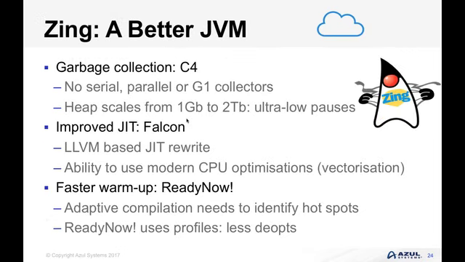If you're looking at the cloud and you want better performance, then we have Zing. Zing is our commercial JVM. This replaces some of the things that you see in the OpenJDK implementation with better performing versions.